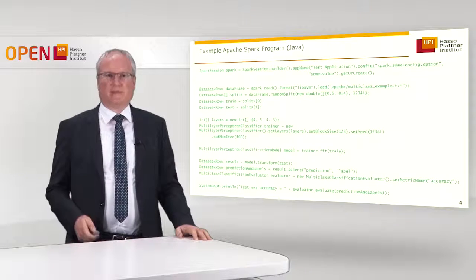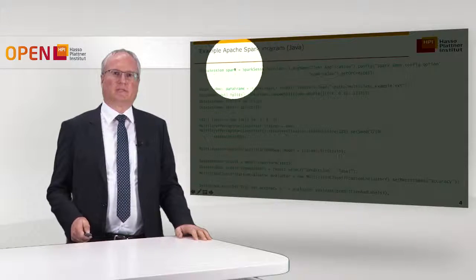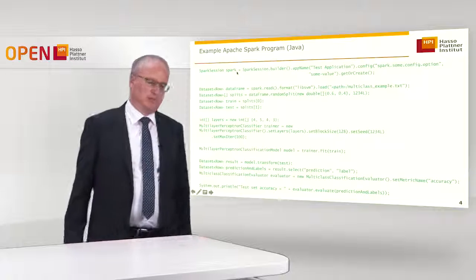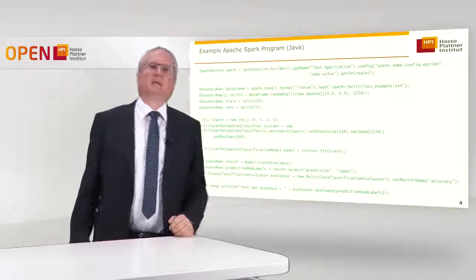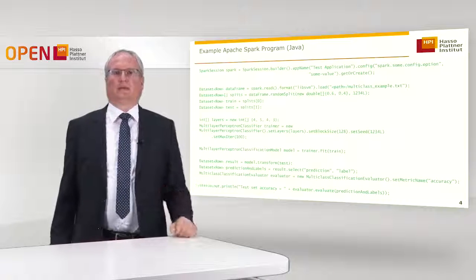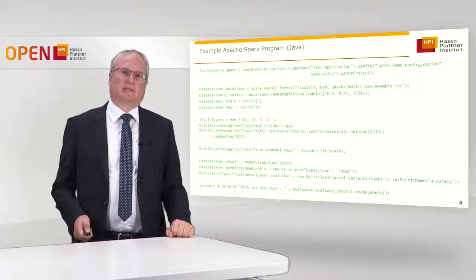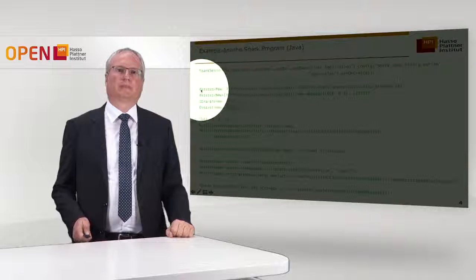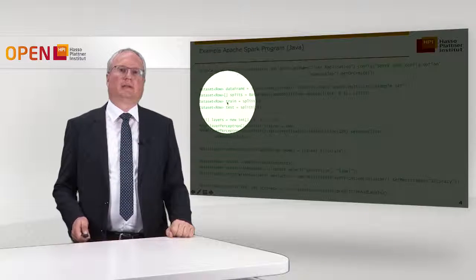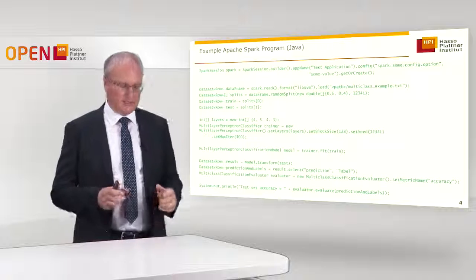Every Spark program needs to first initiate a so-called Spark session, which is here stored in the variable Spark. This Spark session is basically like a connection to the Spark system. It represents the Spark system, and then you can use that for making API calls. And the next step here, the data is loaded into data frames, and you can see here the data frames. And then the data is split up into a part that is training data and test data.